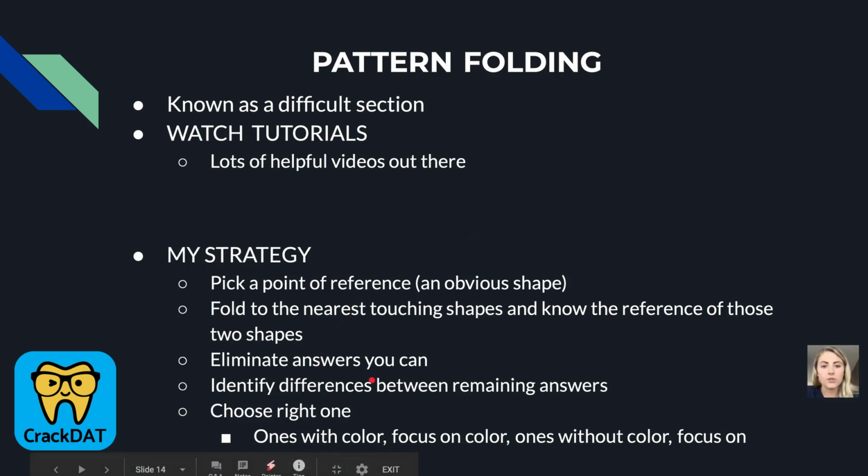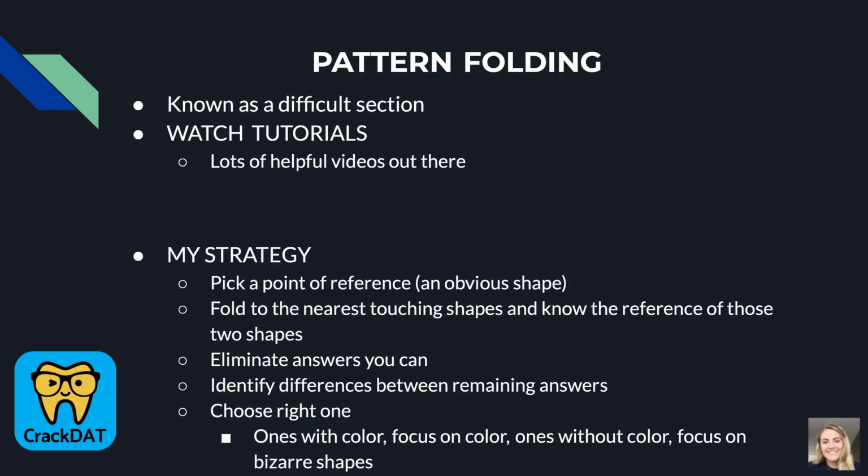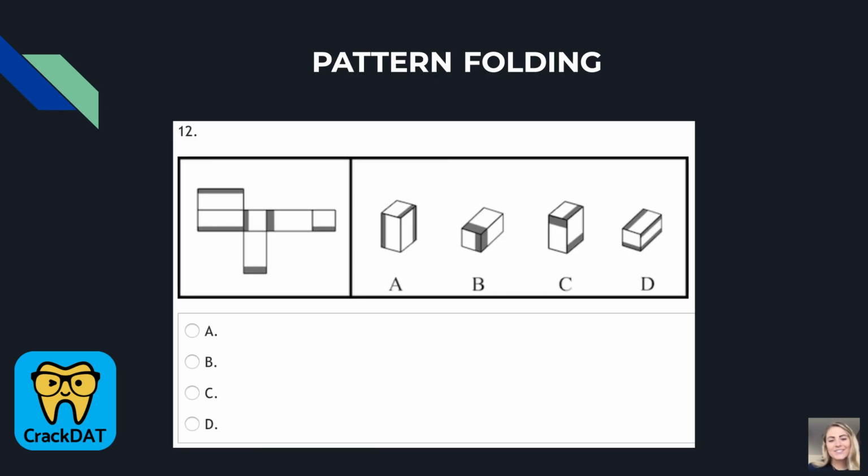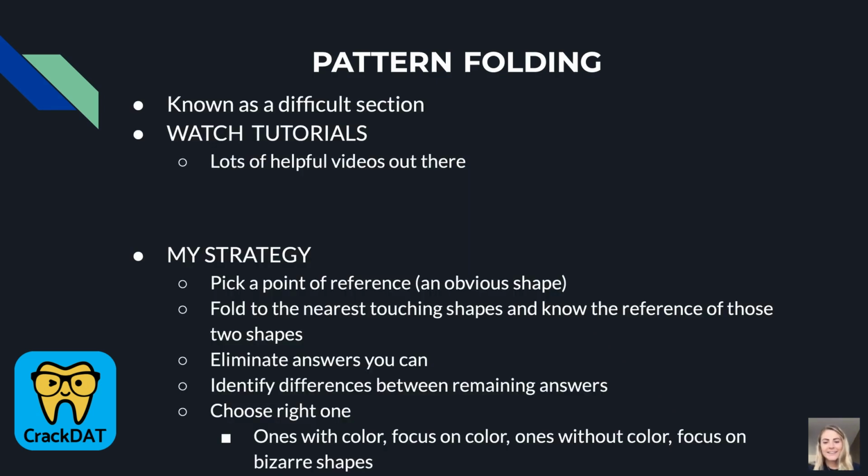So my strategy is I would pick a point of reference, an obvious shape or an obvious colored-in area, and then fold to the nearest touching shapes and know the reference of those 2 shapes. I'm going to explain why I say this, because this gets a little bit confusing. So, pick a reference point. Ones with color, focus on the color; ones without color, focus on the bizarre shape.